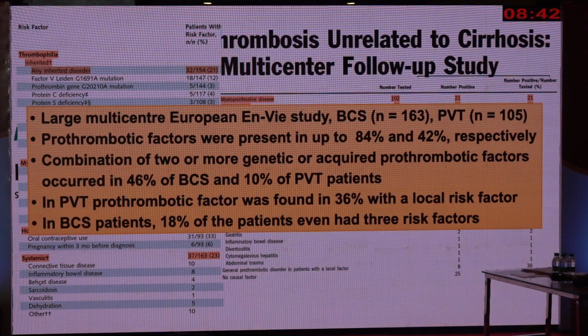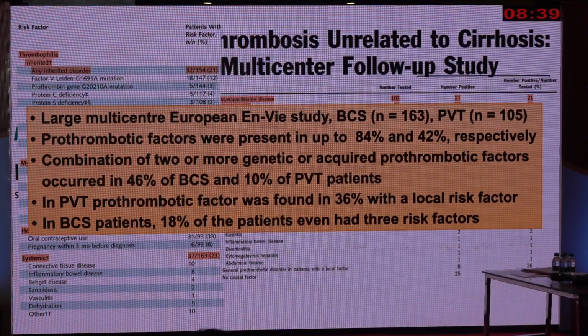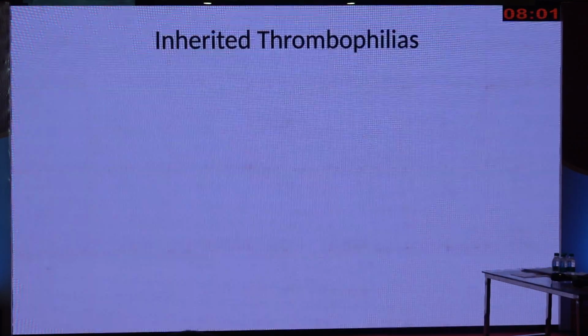In these large European studies, prothrombotic factors are seen in 84% of patients with Budd-Chiari syndrome and around 42% of patients with portal vein thrombosis. A combination of two, one genetic or acquired, is seen in 46% of Budd-Chiari syndrome and around 10% of patients with portal vein thrombosis. In portal vein thrombosis, the prothrombotic factors were seen in association with a local factor in around one third, and around 18% of patients with Budd-Chiari syndrome had even three risk factors. So based on these two landmark trials, it is very important to study the thrombophilic disorders.